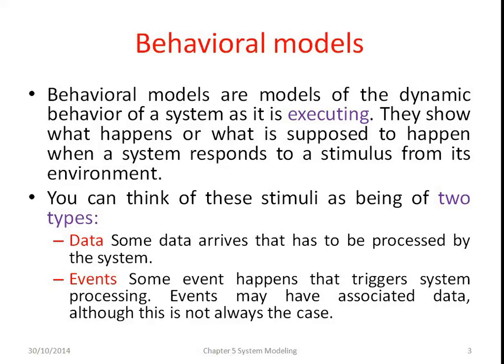We can think of these stimuli as being of two types: one is data, another is events. What will happen when the system responds? Some data arrives that has to be processed by the system, so after receiving the data, the system processes it. Some events happen that trigger the system processing. Events may have associated data, although that is not always the case.